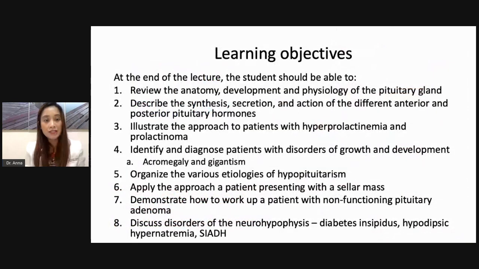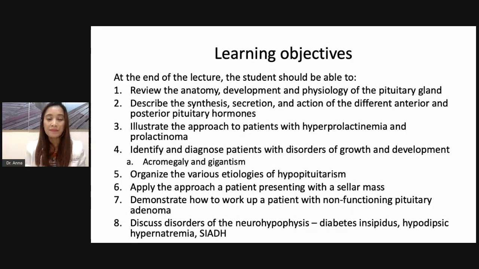So for today's session, these are our learning objectives. At the end of this lecture, you should be able to review the anatomy, development, and physiology of the pituitary gland, and describe the synthesis, secretion, and action of the different anterior and posterior pituitary hormones. Next, we're going to illustrate the approach to patients with hyperprolactinemia and prolactinoma. And then we're going to briefly identify and diagnose patients with disorders of growth and development.